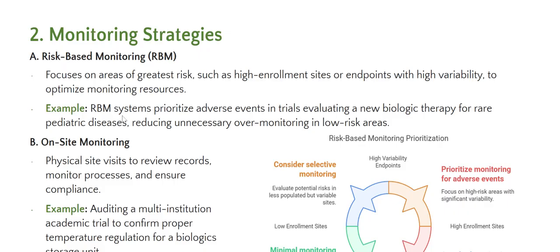Example: risk-based monitoring (RBM) systems prioritize adverse events (AEs) in trials evaluating a new biologic therapy for rare pediatric diseases, reducing unnecessary over-monitoring in low-risk areas. Then we have on-site monitoring. Here, we have physical site visits to review records, monitor processes, and ensure compliance. For example, auditing a multi-institution academic trial to confirm proper temperature regulation for a biologics storage unit.